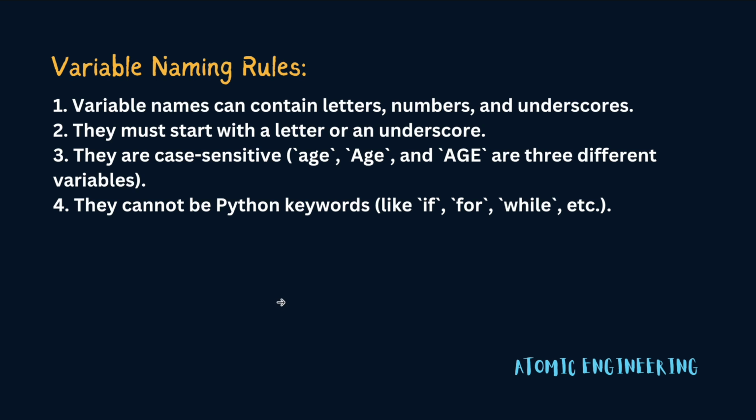And they cannot be Python keywords like if, for, while, etc. We can talk about keywords in Python in a different video, but for now, let's assume that if, for, and while are keywords in Python, and they cannot be used as variables.